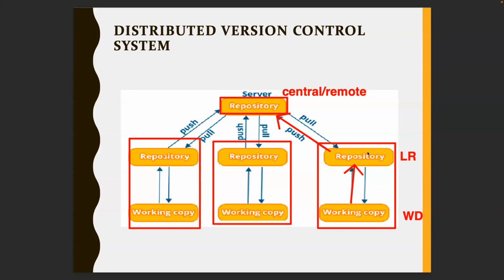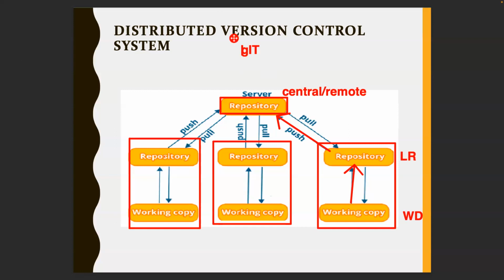Second thing is, even if the central server or remote server crashes or is lost, because everyone has a local copy, chances of recovery are higher. That's how it overcomes the challenges of centralized version control systems. Clear with the architecture, everyone? Yes, madam.